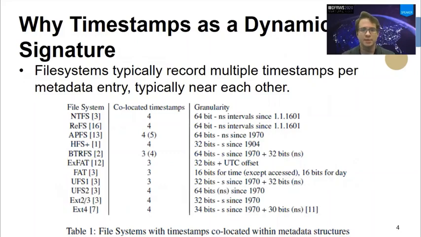So why timestamps as a dynamic signature? Well, we noticed a couple of things. First of which is that file systems typically record multiple timestamps per metadata entry, and that they're typically co-located near each other. This table just shows a number of different file systems and the number of timestamps that are closely co-located in their metadata entries. And it's usually 3 or more.